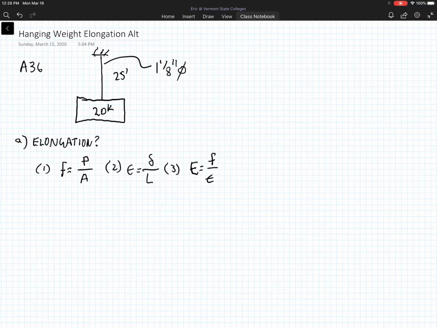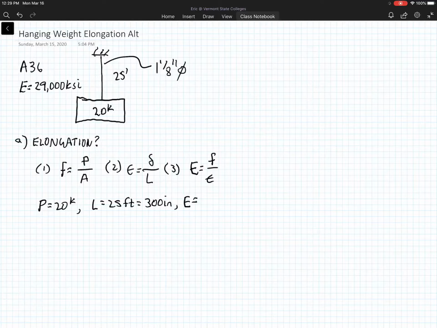So the first step is we're going to see, what do we know? We know the load, P is 20 kips. We know the length is 25 feet, and we're going to right away convert that to 300 inches. Multiply it times 12. We know the modulus of elasticity because we have A36 steel, and we can look it up that A36 steel has a modulus of elasticity of 29,000 KSI.